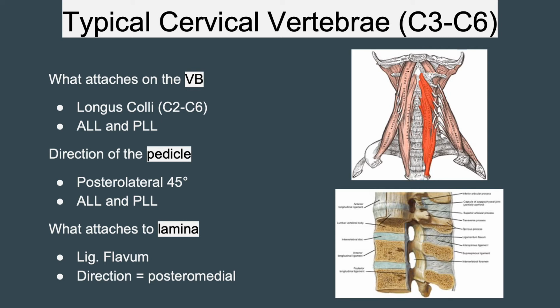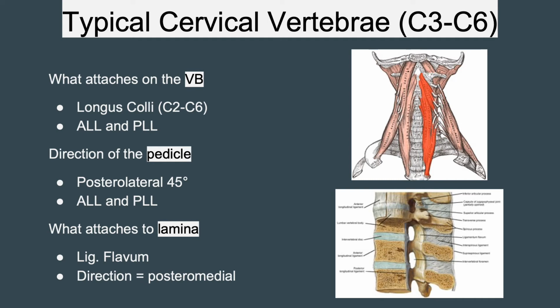All right, so there's a lot of information through these pages, but what do you need to know? So in the cervical spine, in those typical cervicals, C3 to C6, what attaches to the vertebral body? So you want to know that the longus colli muscle attaches to the vertebral body between C2 and C6. You want to know that the ALL and the PLL are also attaching there. For the pedicle, you want to know that the pedicle is directed posterolaterally, which we already discussed when we were talking about the bony structure. So remember, posterolaterally about 45 degrees.